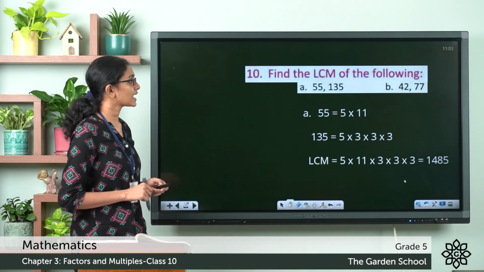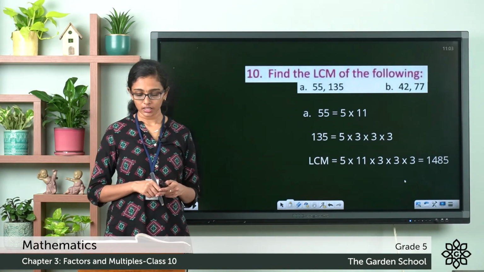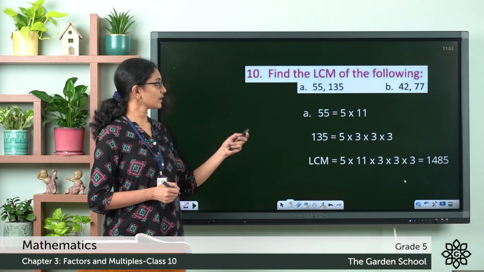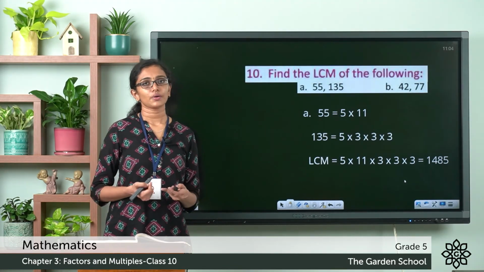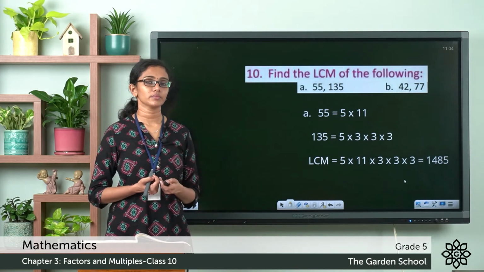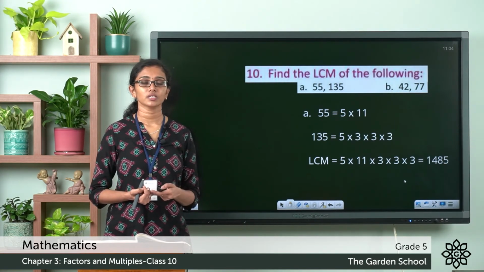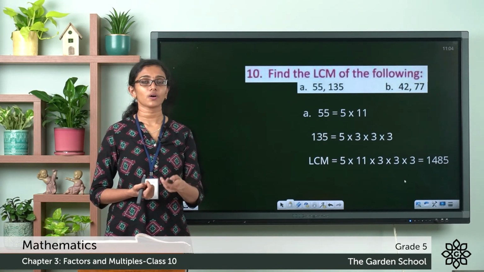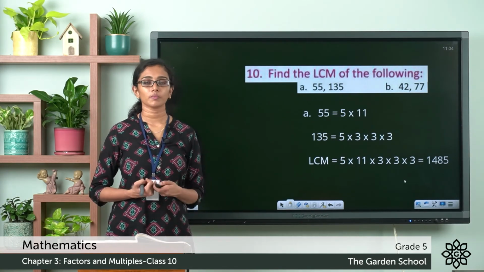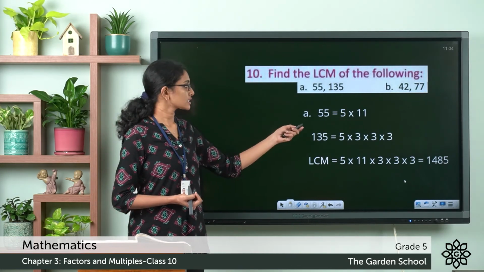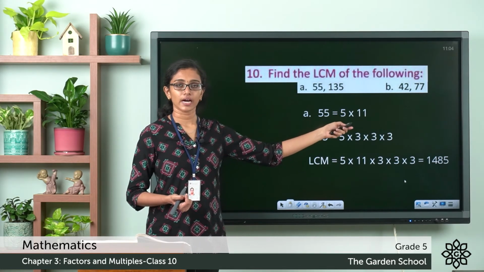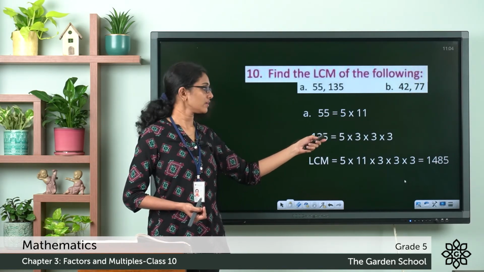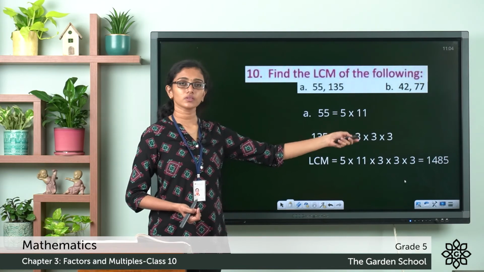It says find the LCM of the following. So here you are given 4 sets of questions. The first pair is 55 and 135. So how do you find the LCM of the given numbers using prime factorization? The LCM of the given numbers will be the product of the common and non-common prime factors. So here in this case, we have prime factorized 55 as 5 into 11. We have prime factorized 135 as 5 into 3 into 3 into 3.